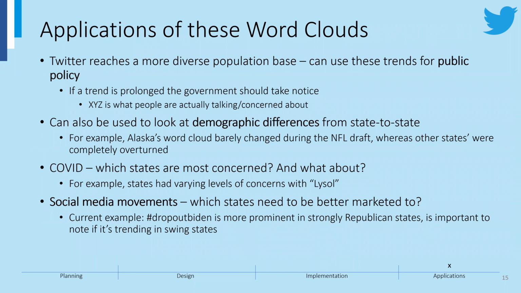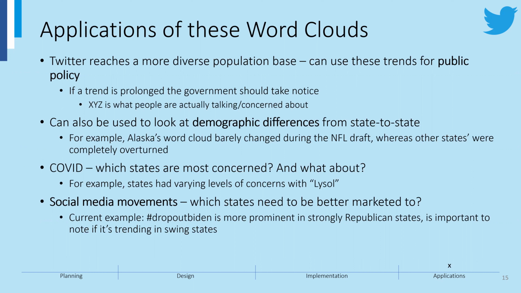Some other uses for this app that we created beyond just public policy is that it also can be used to look at demographic differences from state to state. For example, like Sydney was talking about with the NFL draft, Alaska's word cloud remained essentially the same when the NFL draft started, whereas other states like New York and Pennsylvania had their word clouds completely changed.